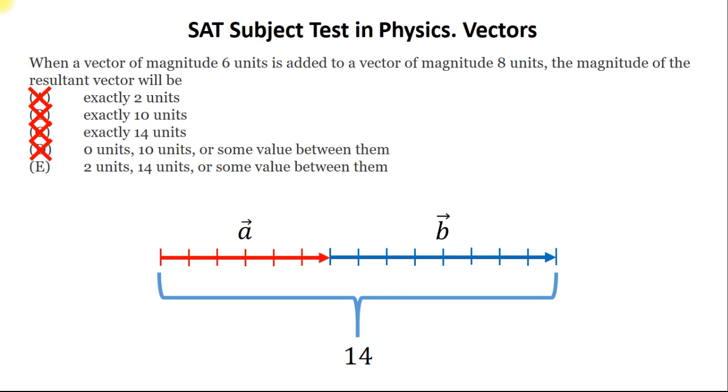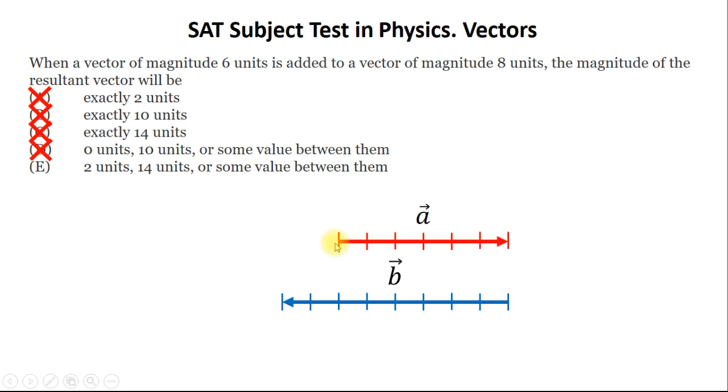The least value a resultant vector can have is when the vectors point directly opposite to each other, so the angle is 180 degrees. The magnitude of the smaller vector is then subtracted from the larger one. 8 units minus 6 units equals 2 units. So the right answer is E.